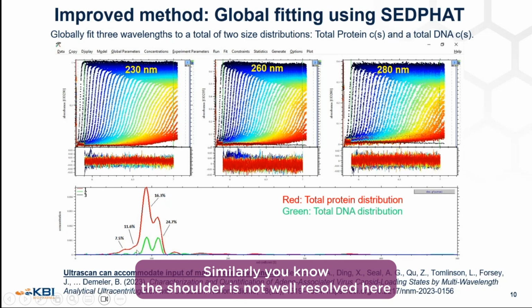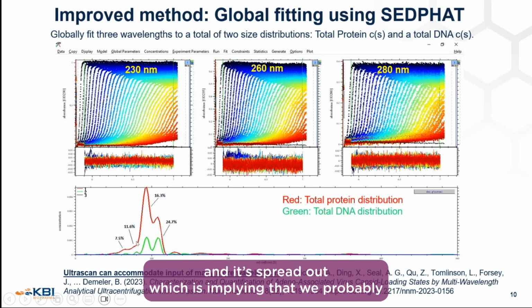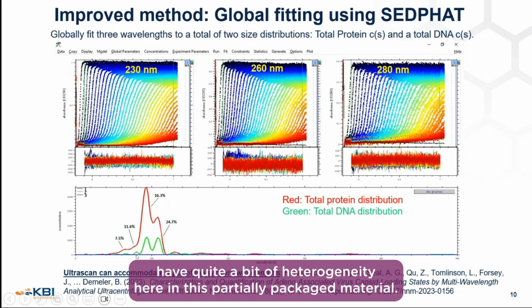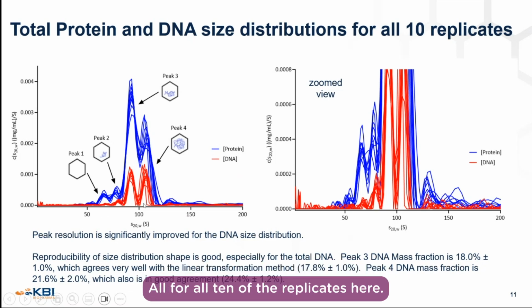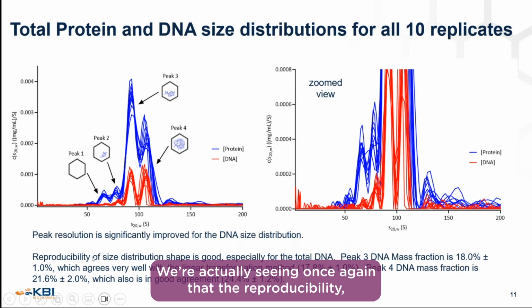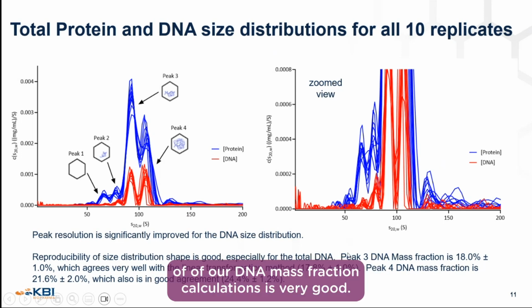Similarly, the shoulder is not well resolved here, and it's spread out, which implies that we probably have quite a bit of heterogeneity in this partially packaged material. When we go across these size distributions and integrate them and calculate the DNA mass fractions for all 10 of the replicates, we're once again seeing that the reproducibility of our DNA mass fraction calculations is very good.